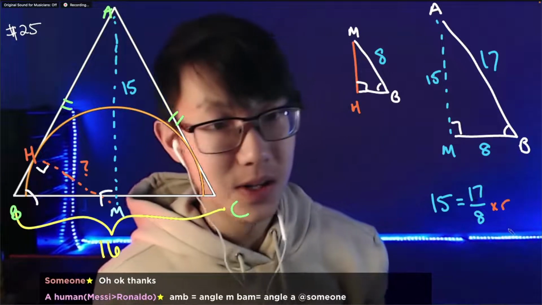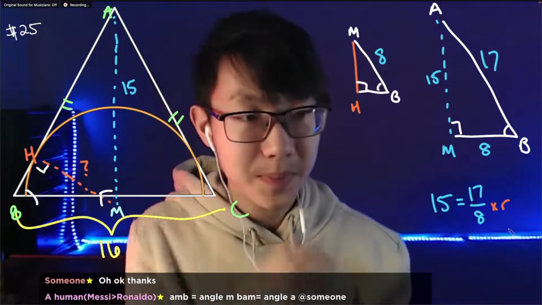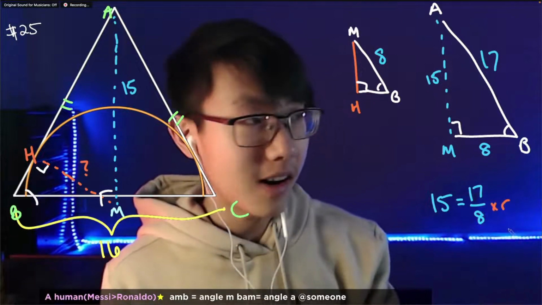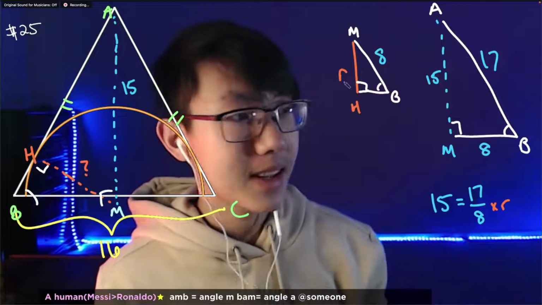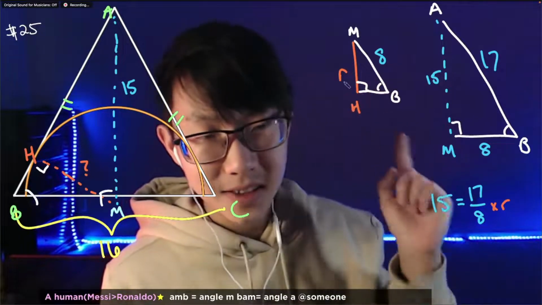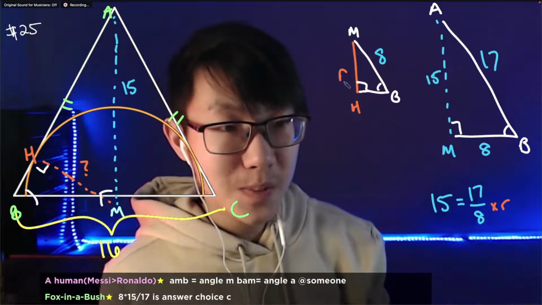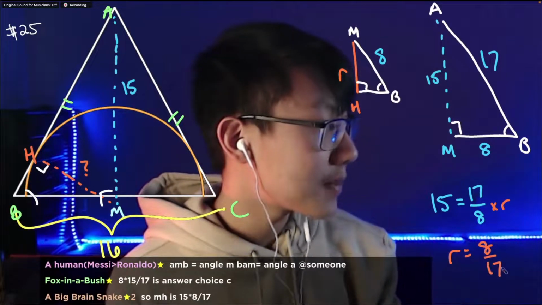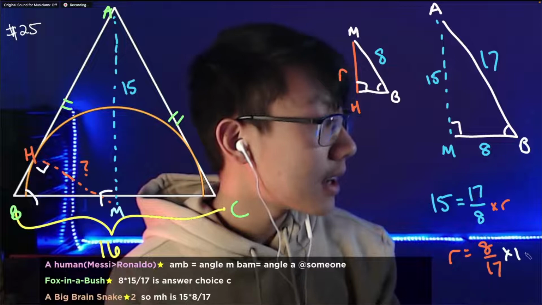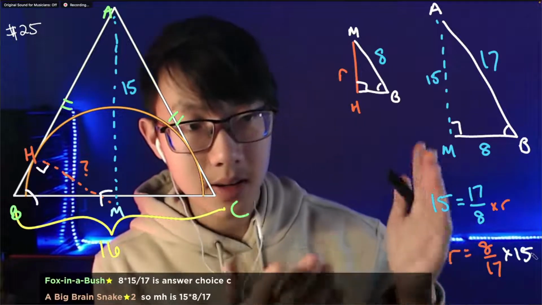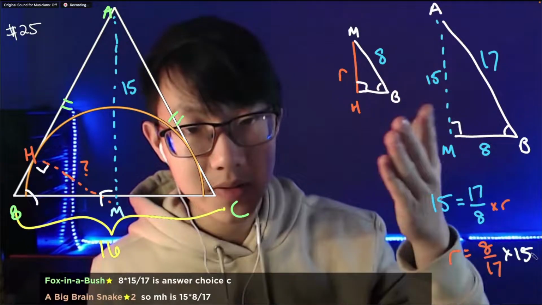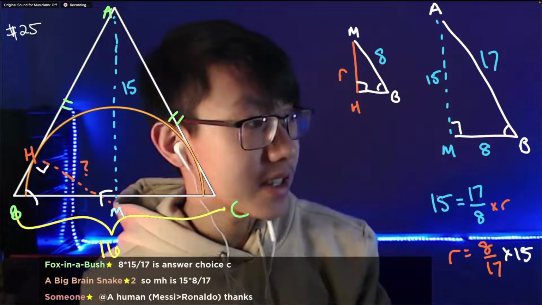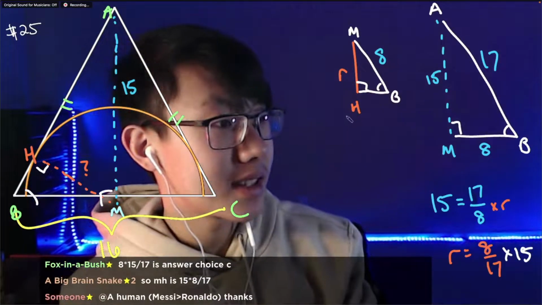And this is the radius in the original problem. This is the radius of the semicircle. So 15 is equal to 17/8 of R, if this is R. So to get R, I take 8 over 17 times 15. And it makes sense, right? 8 over 17 is smaller than 1, so I'm getting a number smaller than 15. That checks out. And bam, that's 120 over 17. And I believe that is answer choice B.